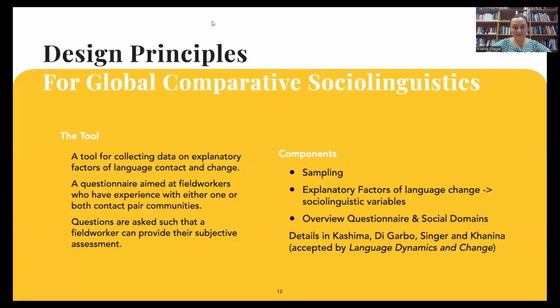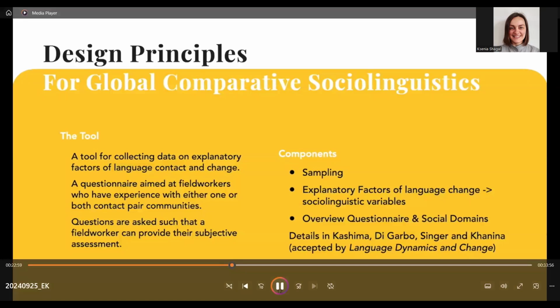Welcome back. So I hope you, or as a group, came up with a couple of observations about those databases. Bear those in mind as we go through the design principles of the global comparative sociolinguistics that we did for the GramAdapt project.